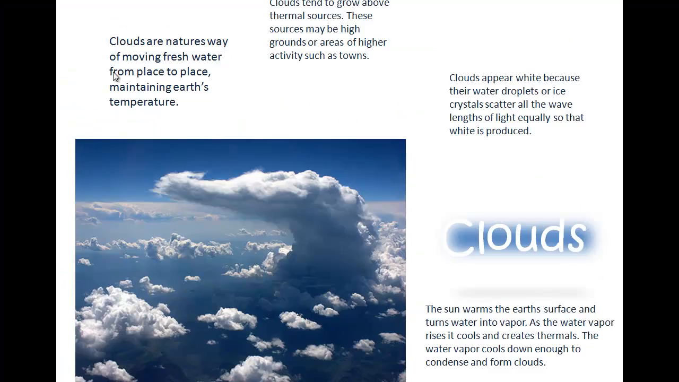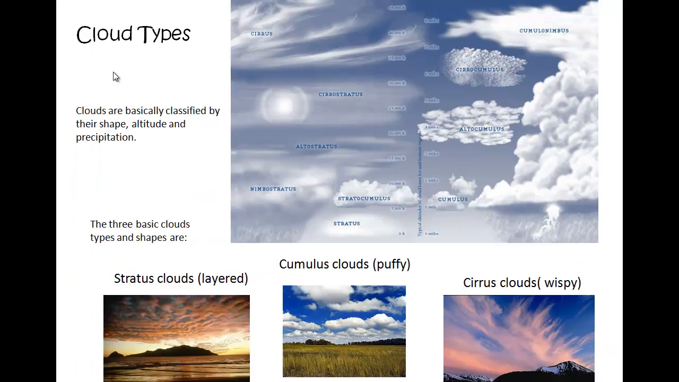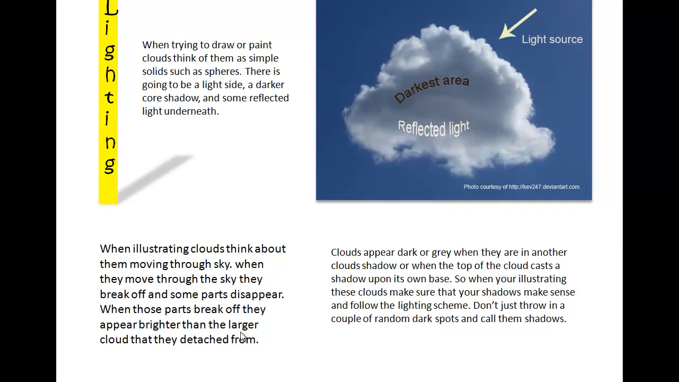And now to go into cloud types. There's three basic cloud types. You have stratus clouds, which are layered. You have cumulus clouds, which are puffy. These are the most common clouds you'll see. And you got cirrus clouds, they're wispy. And you can see where they fall as far as altitude. And then we'll go into lighting.